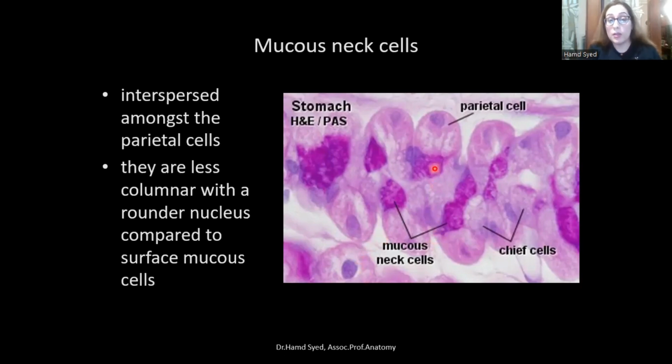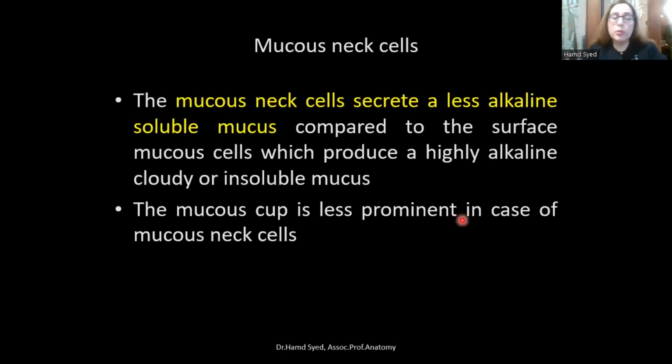So here is the stomach, H&E, hematoxylin eosin, plus the special stain. And over here, we can see that these are the prominent parietal cells. They're larger, and in between them, we can see here are the mucous neck cells. Now, mucous neck cells are also secreting mucus like the surface mucous cells. But the difference is that their mucus is less alkaline, soluble mucus, compared to the surface mucous cells, which produce a highly alkaline, cloudy, or insoluble mucus. So for the same reason, the mucus cup is less prominent in the case of the mucous neck cells.